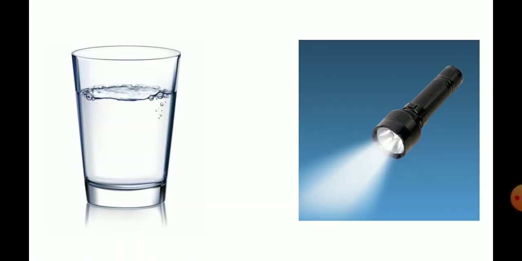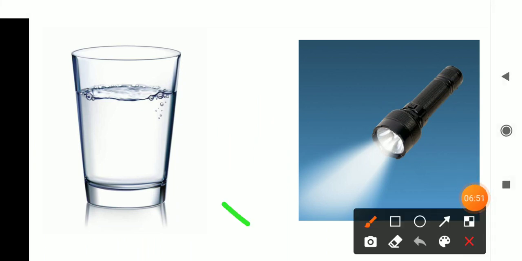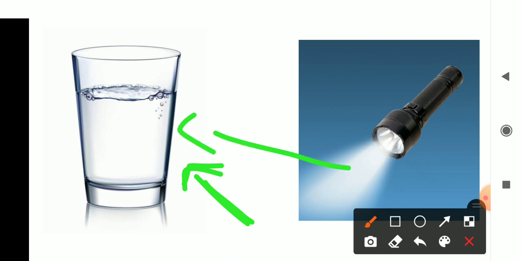Look here. In the first picture, I have taken a salt solution. By dissolving salt in water, I have prepared a salt solution and taken it in a glass. Now, light is passed through it. When we perform this activity, we cannot see the light particles in the glass. The path of light is not visible to us.